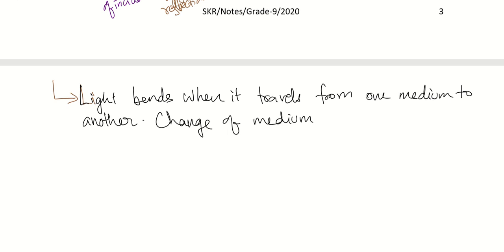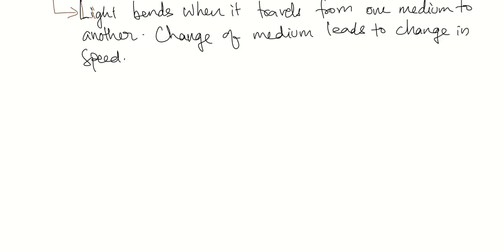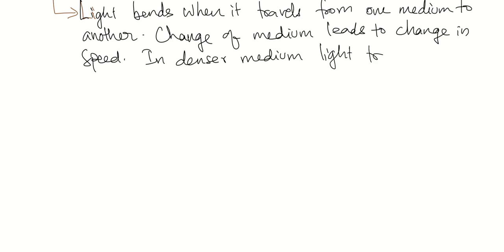Change of medium leads to change in speed. In a denser medium, light travels slowly. So the speed decreases. As the medium becomes denser, the light travels slowly, right?